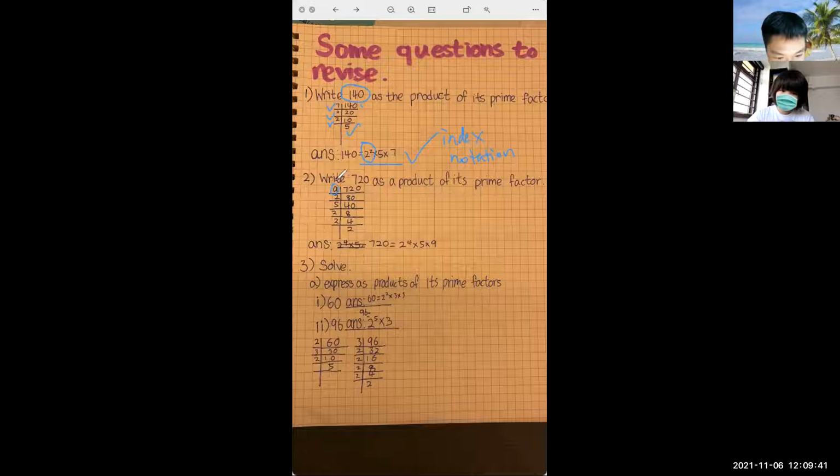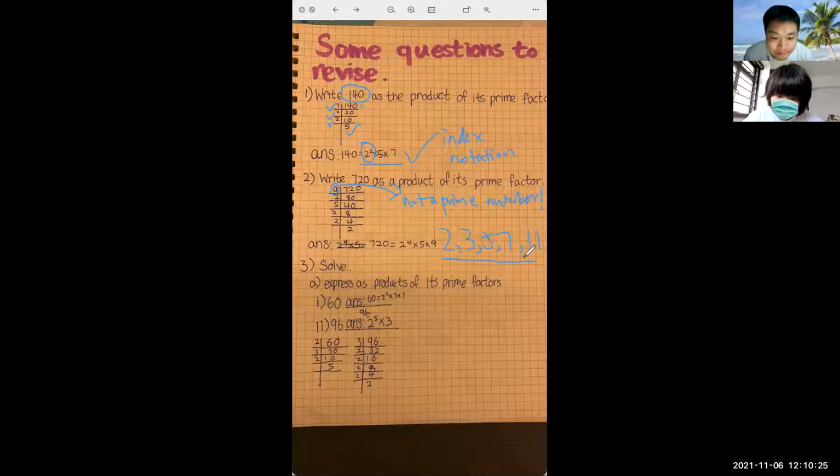The 9 is not a prime factor. 9 is not a prime number. Why? Because it can be multiplied by 3. You can actually split 9 into 3 and 3. In fact, at the start of our previous lesson, I already told you to remember the first few prime numbers. The first prime number is 2, then 3, 5, 7, and then 11. So these are the first 5 prime numbers.